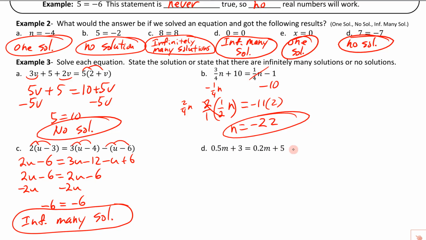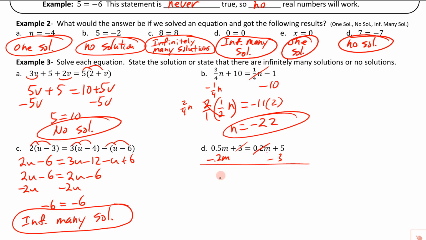Again, there's no simplifying. Gosh, and these are different. Okay, notice how those are the same and those were the same, the 5v and the 5v and the 2u and the 2u. These are different, so we're going to get an answer to this one, but it may have a decimal in it. So let's check and see. We can either remove the 0.5m or the 0.2m. Let's subtract 0.2m. And let's move this to the other side by subtracting 3. Okay, so those are going to go away.